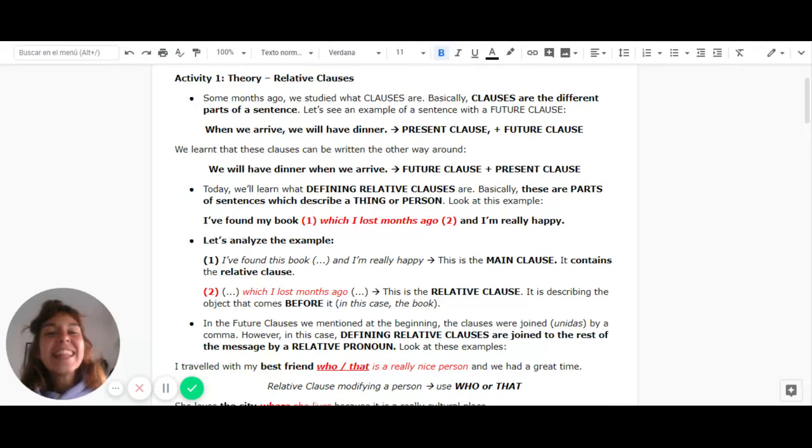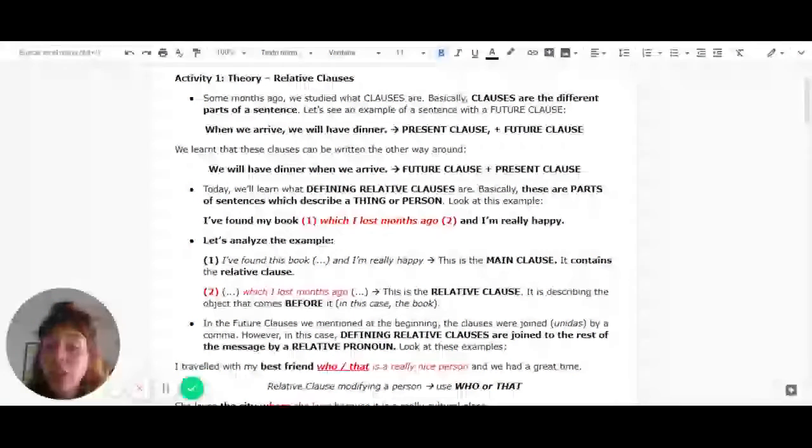Year 5. This is class number 4 because we started counting again, but we are continuing learning. So, in this class, we're going to learn relative clauses, what they are and why we use them and how to use them. So, some months ago, some classes ago, we learned what clauses are and what's the difference between a clause and a sentence.